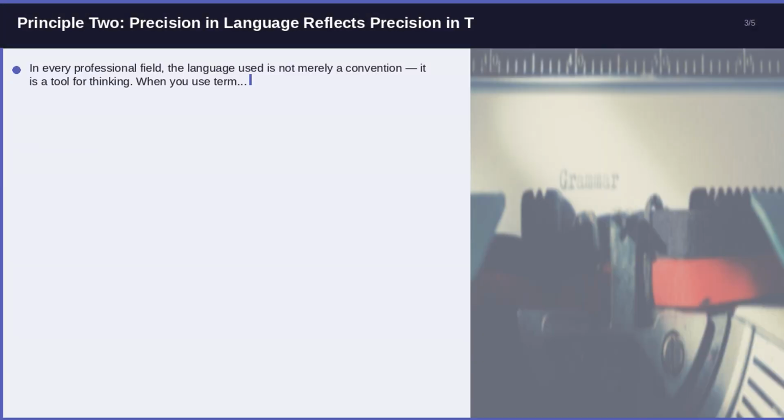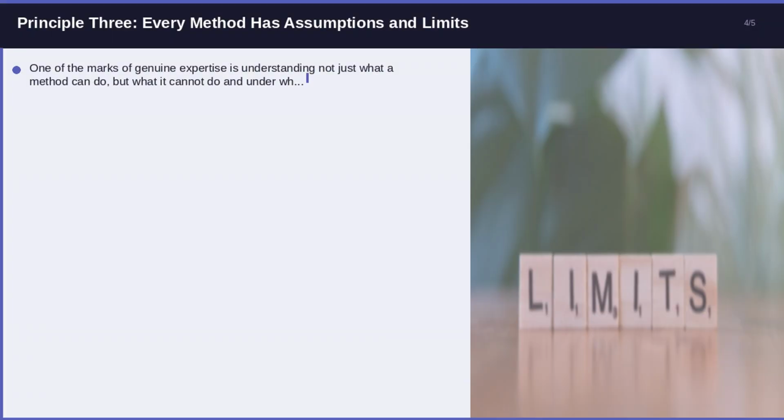Principle 2. Precision in language reflects precision in thinking. In every professional field, the language used is not merely a convention, it is a tool for thinking. When you use terms loosely or interchangeably when they are not interchangeable, you introduce ambiguity into your own reasoning. Students of influencer and partnership marketing who invest time in understanding terminology precisely find that their analysis becomes sharper and so does their communication.